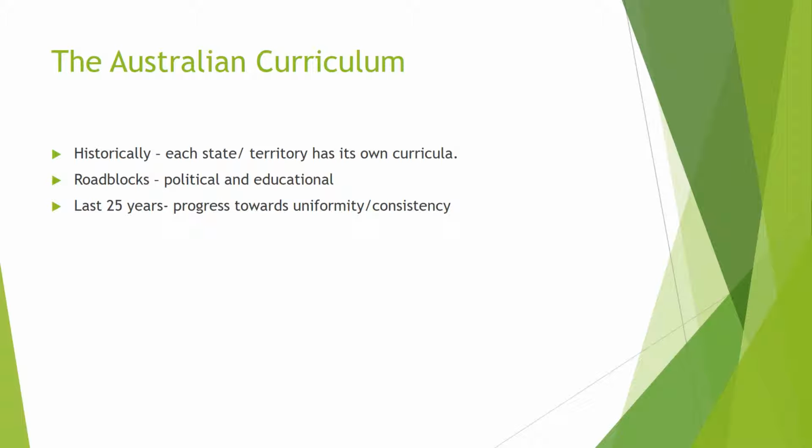Before the Australian curriculum existed, each state or territory had its own curricula. Needless to say, there were many differences in focus on what each curriculum should achieve. The roadblocks towards this common goal were mainly political and educational in nature, with each having a number of different stakeholders with their own agendas. However, in the last 25 years or so, there has been a strong push and advancement towards uniformity and a common curriculum.